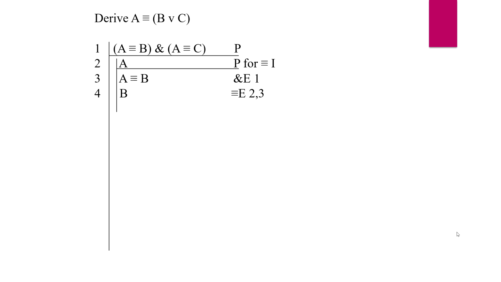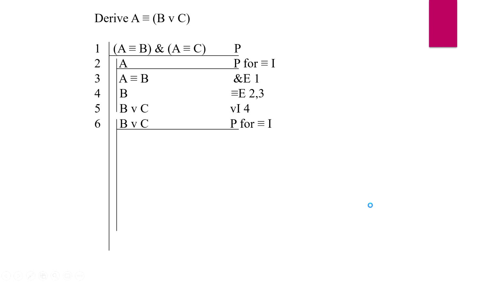The last step in this subderivation is to get B or C. We can do that using disjunction introduction to add or C to B from line 4. So that half of the proof for the biconditional introduction was pretty straightforward. Now we need to go back to the main scope line and do the other half.